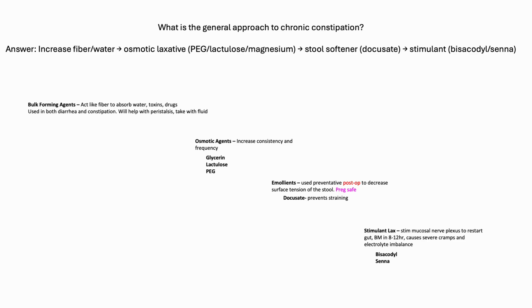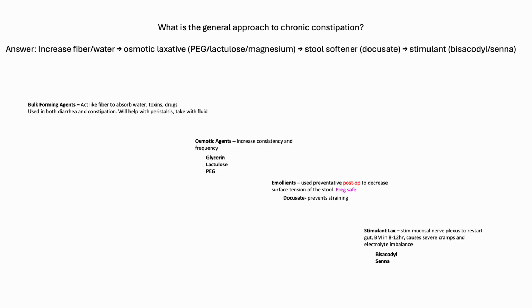What is the general approach to chronic constipation? So generally, we want to be conservative. So start with your bulk formers. Start with water and fiber. The best one would be like psyllium. It's literally just fiber. So that's like a good option.